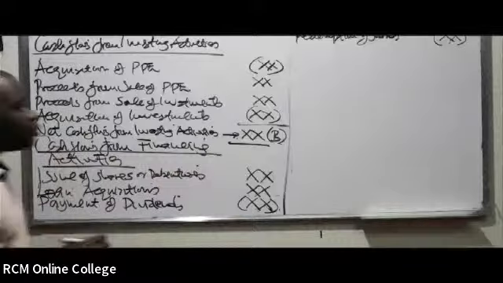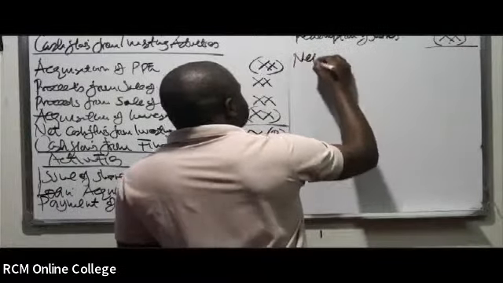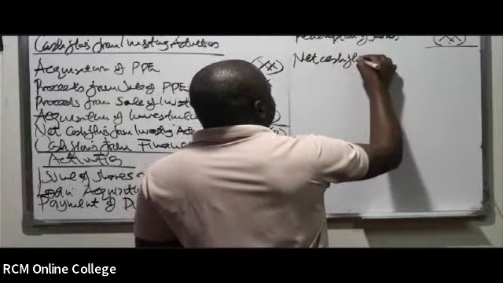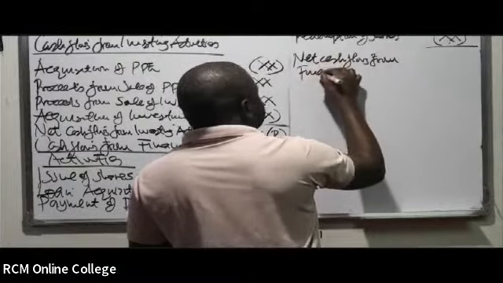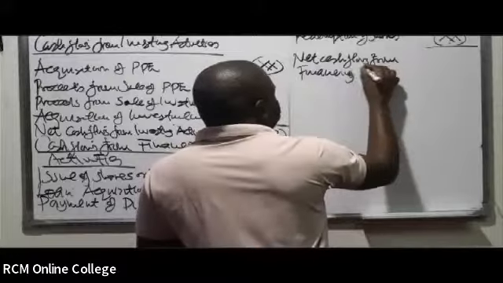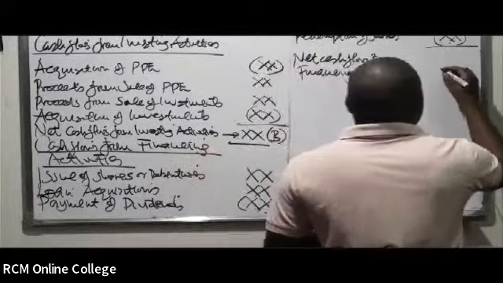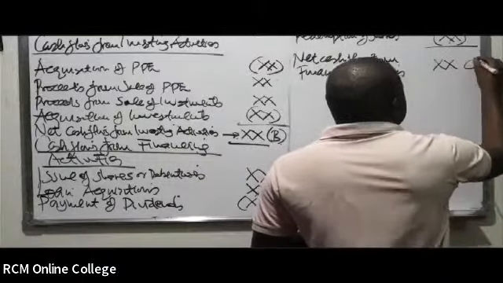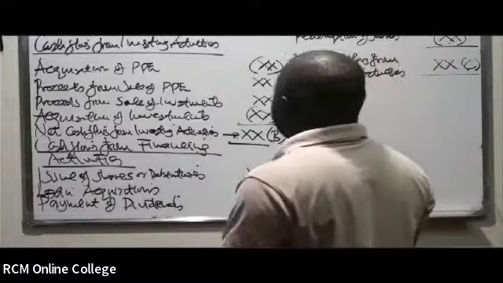Then here, you'll have the net cash flows from financing activities. So that will be our part C of the cash flow statement.